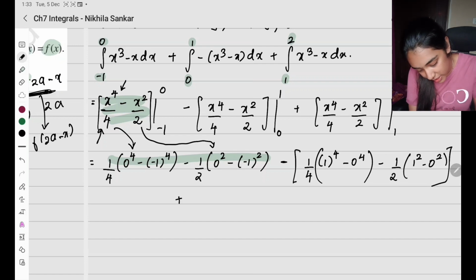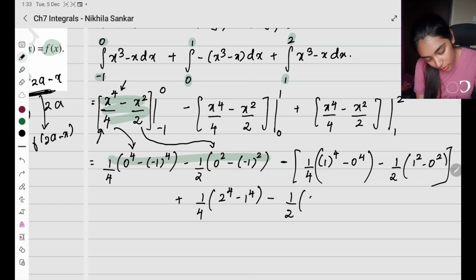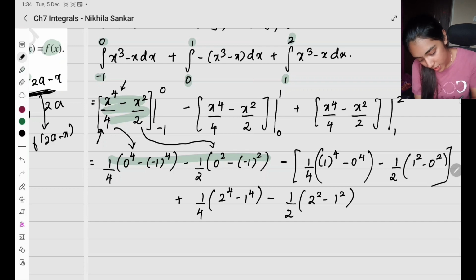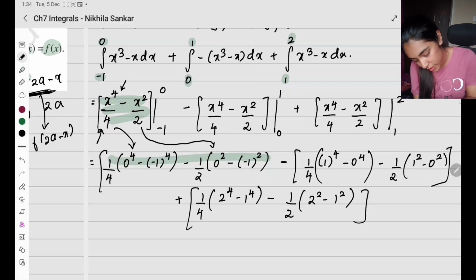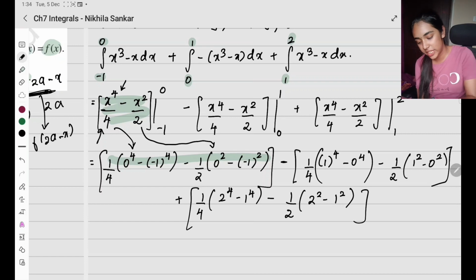Plus, now what is the third? I have 1 by 4 times 2 power 4 minus 1 power 4, minus 1 by 2 common, taking it, 2 square minus 1 square. Understood? You understood this? This is the third term. So this is one term, this is the other term. So I have three different terms. Understood? I have substituted upper limit minus lower limit for the first function, then again upper limit minus lower limit for the second function. Understood? I am doing it one function at a time. Please be very careful while solving.